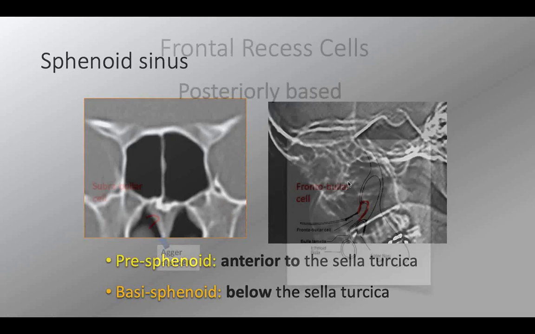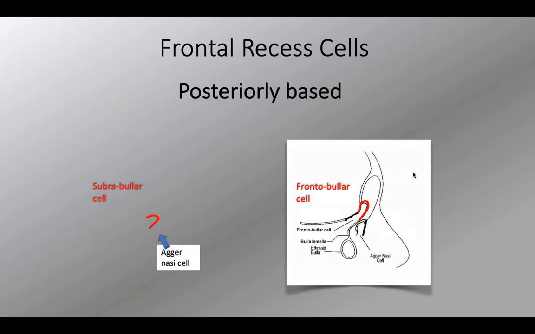Sorry, I'm missing one image. The frontobullar cell and the suprabullar cells are cells that are connected to the posterior part of the frontal sinus. And they are in close relation to the agger nasi cell. So this is a frontal recess, and these cells may obstruct the frontal sinus.